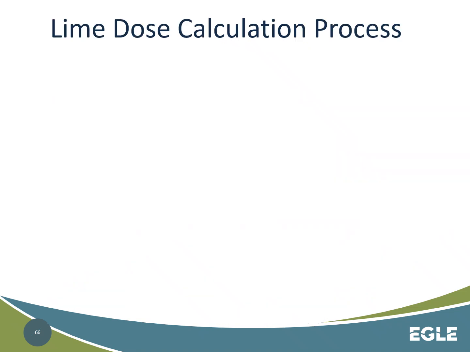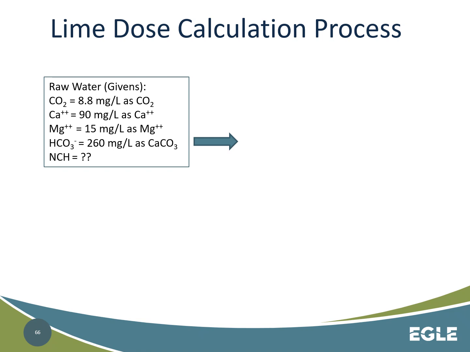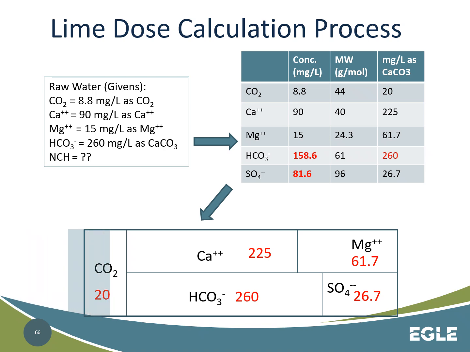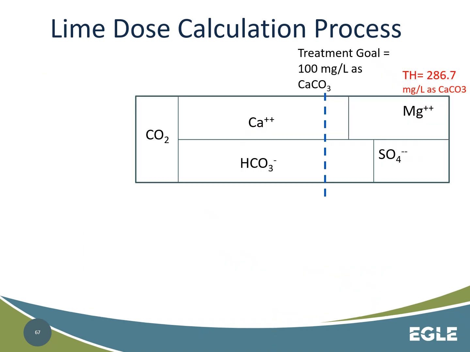If I bring back this same problem from earlier, now we can actually calculate our chemical doses for softening. It took us 66 slides to get here, so great job for sticking with me. Our hardness target here is 100 milligrams per liter as calcium carbonate. This is how much hardness we want to leave in the water. So how do we know how much to remove?